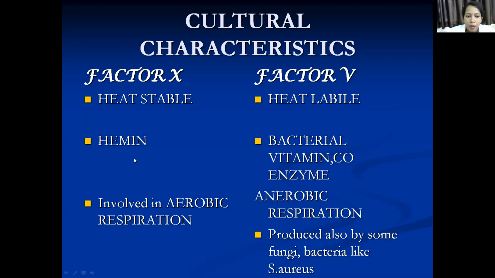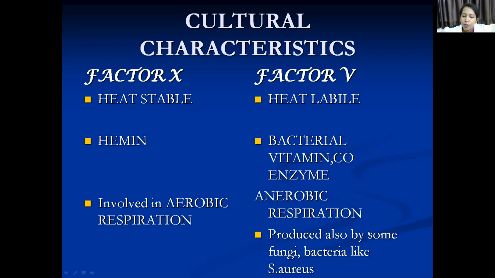Then factor X is involved in aerobic respiration, whereas factor V is involved in anaerobic respiration. One more thing you have to remember is that factor V is produced by some fungi and bacteria. The bacteria which produces factor V is Staphylococcus aureus.